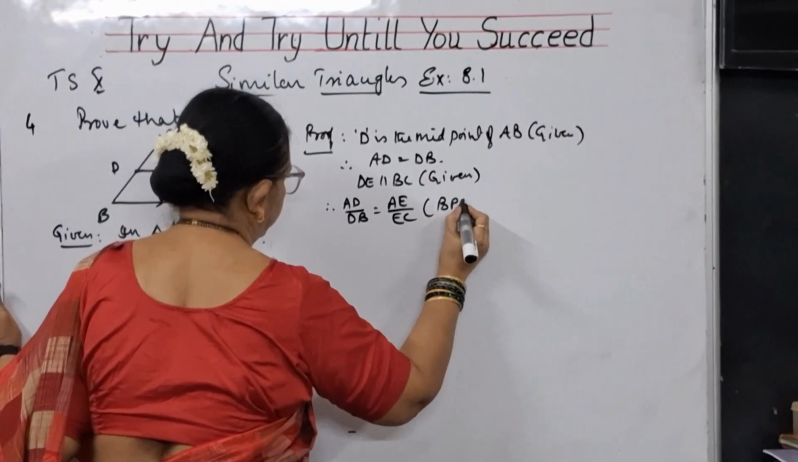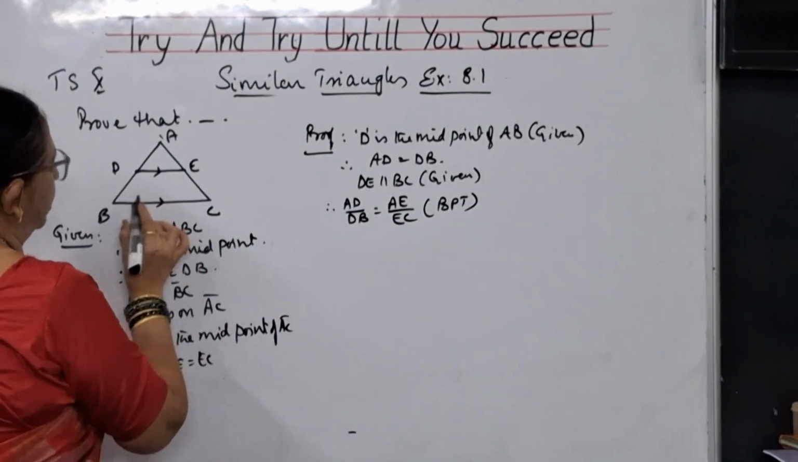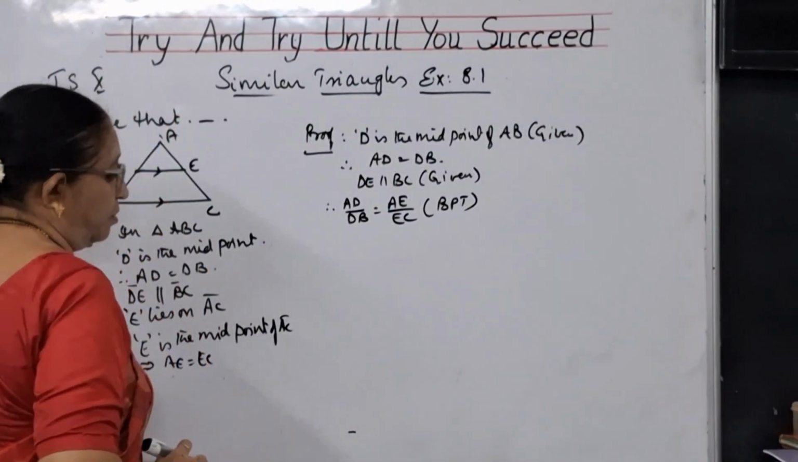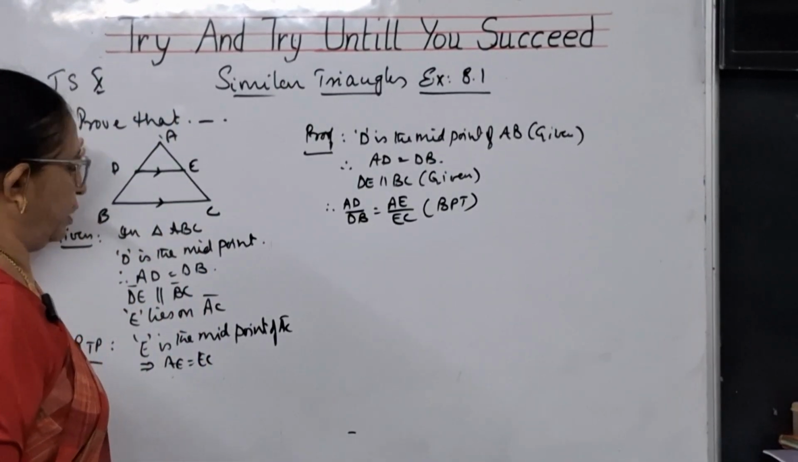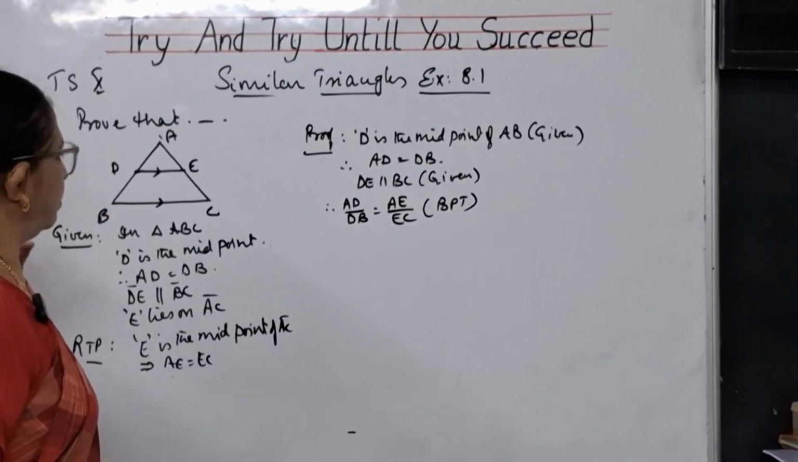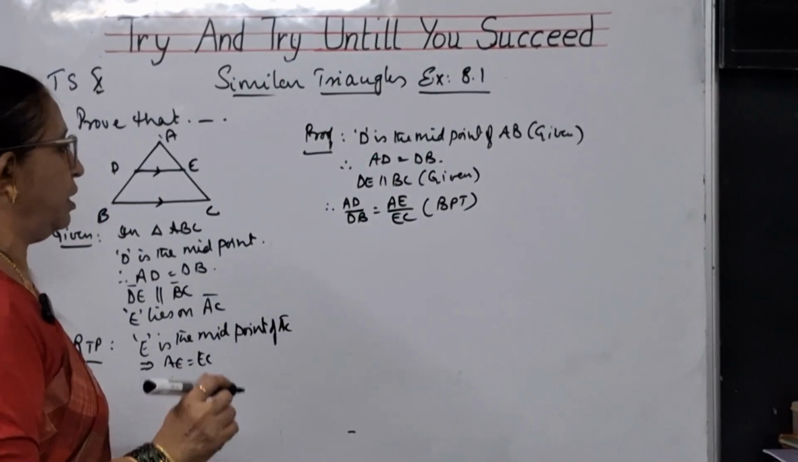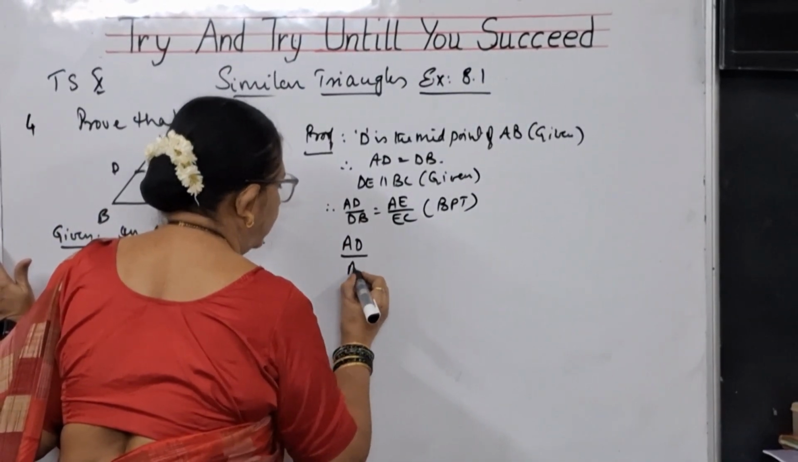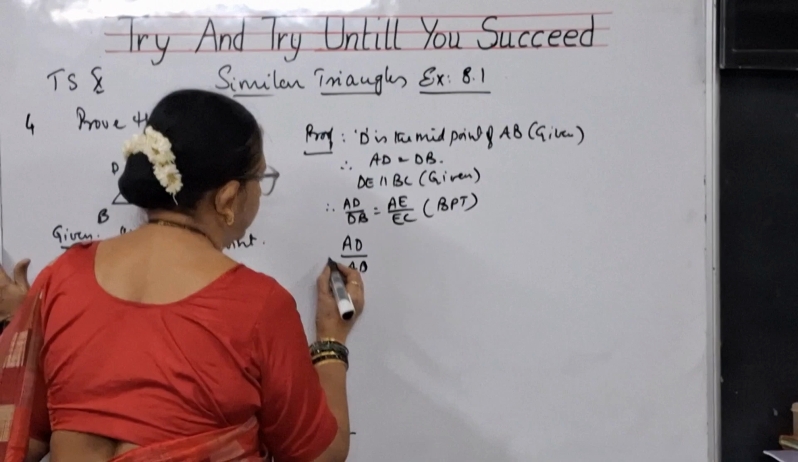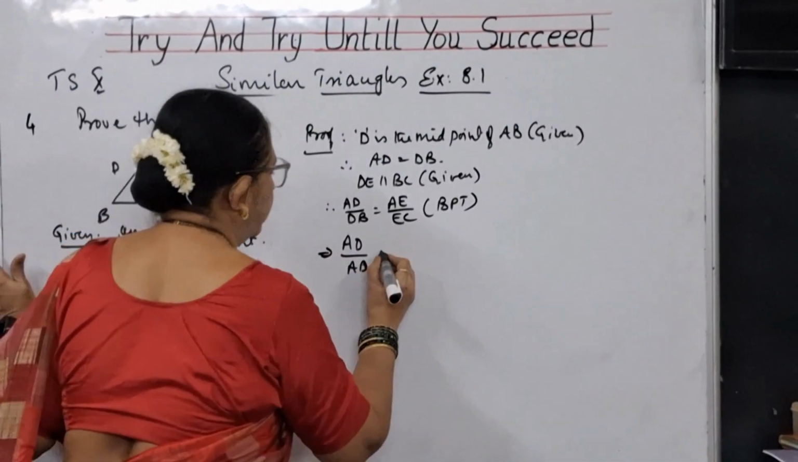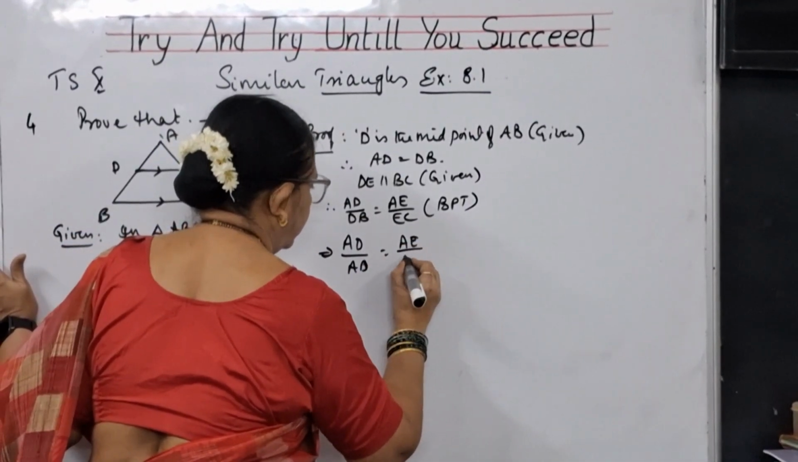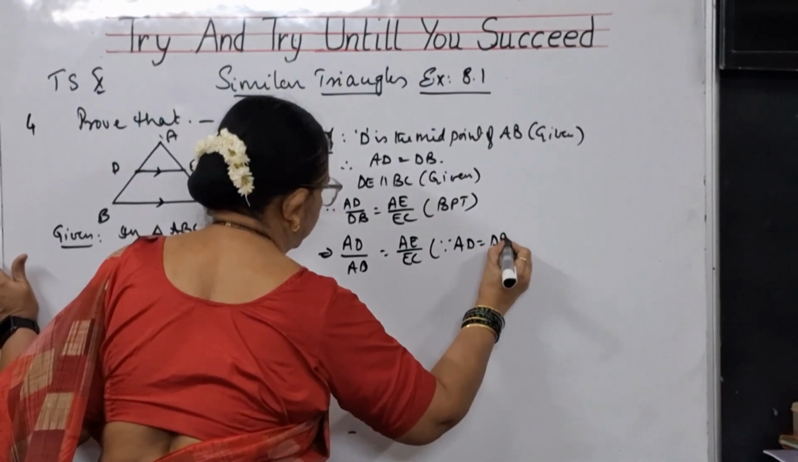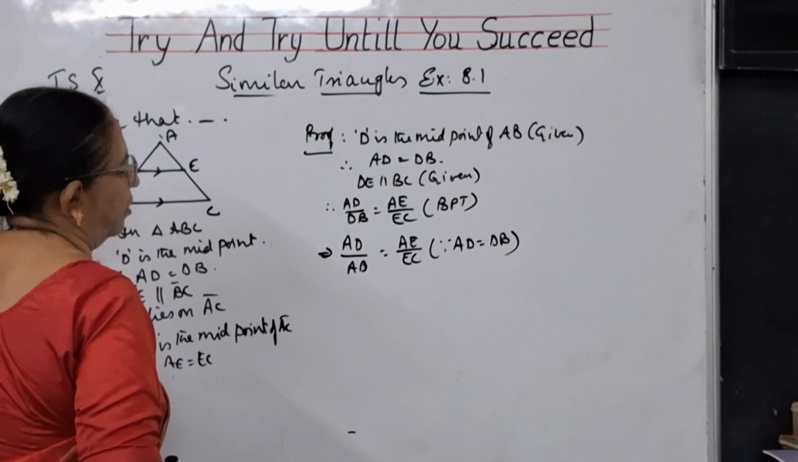basing on BPT. If a line is drawn parallel to one side of a triangle, it divides the other two sides in equal ratio. That is the property of BPT, basic proportionality theorem. So basing on that, AD by DB is equal to AE by EC. This implies AD by AD is equal to AE by EC. Why am I writing this? Because AD is equal to DB. So in the place of DB, I have written AD.